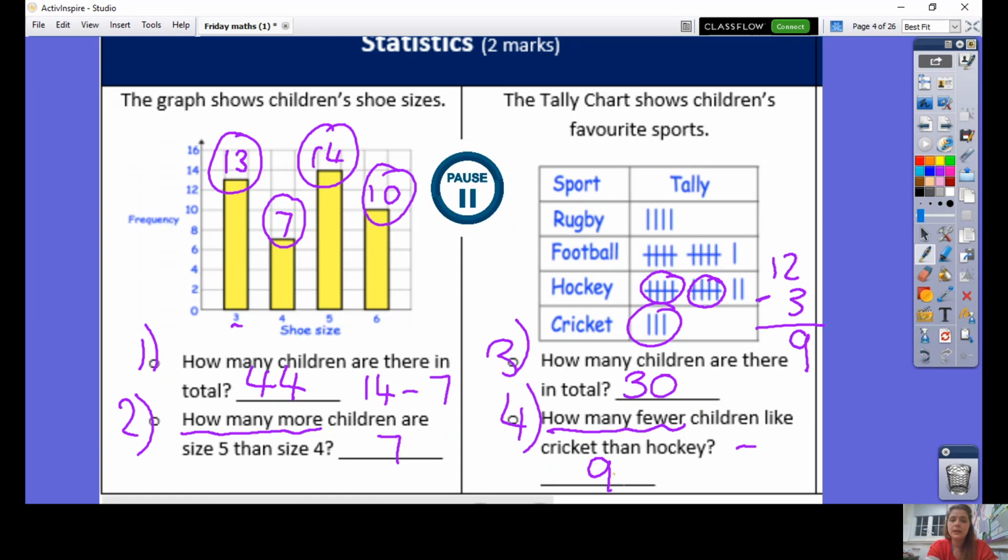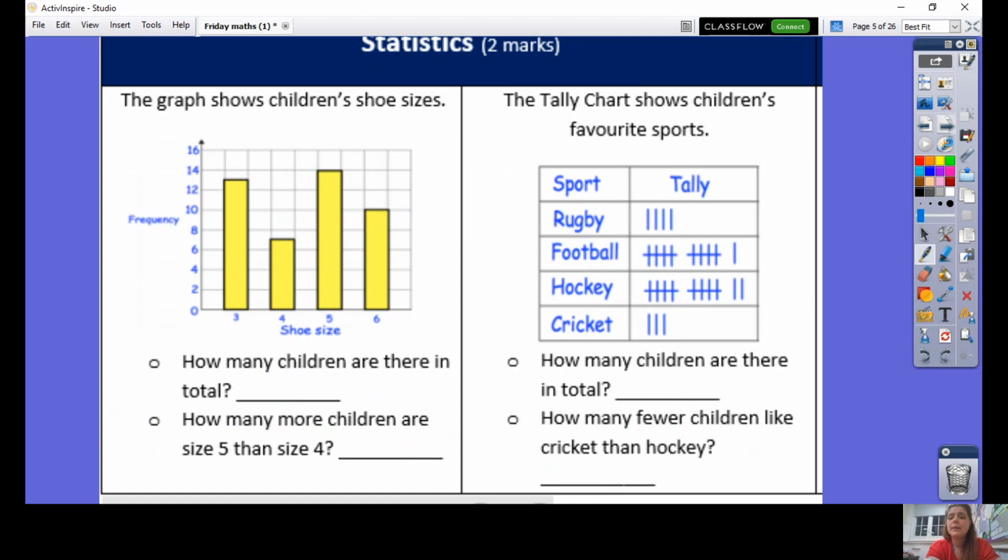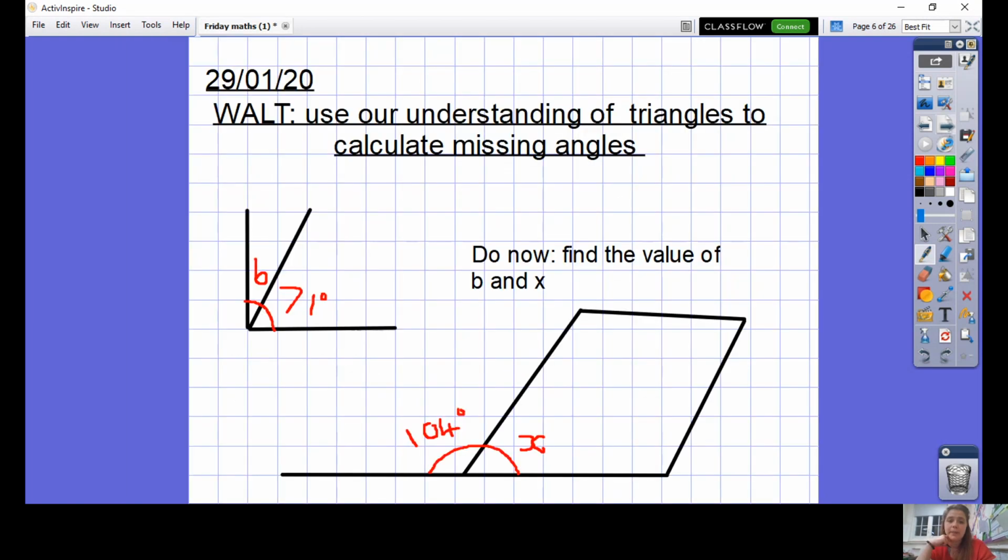Well done if you got all 4 of those reasoning questions correct. It's now time to write your date and WALT on your piece of paper. You need to write the date and WALT, and then you'll find you've got 2 do now questions.